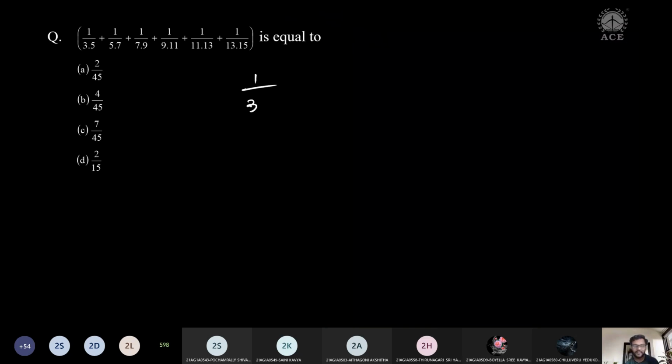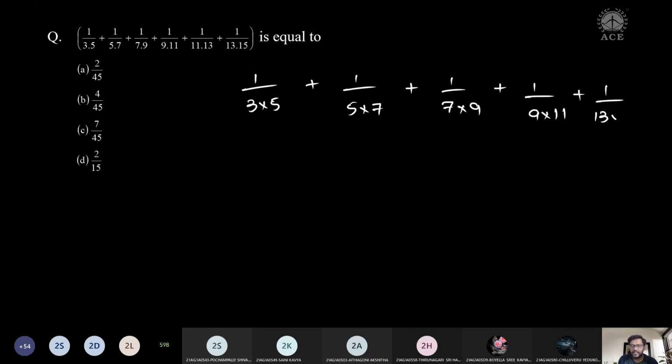Here they given 1 by 3 into 5, 1 by 5 into 7, 1 by 7 into 9, denominator 9 into 11, and 11 into 13, then 13 into 15, my dear friends. When you simplify this, what is the result?